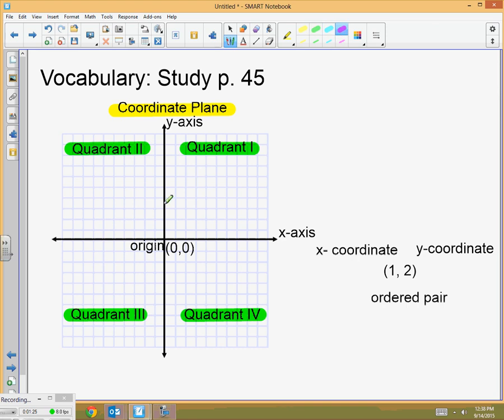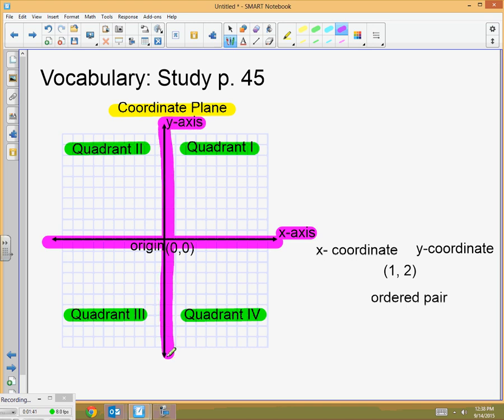You'll notice we also have these 2 lines. The horizontal line is called the x-axis. The vertical line you see is called the y-axis, and I'm highlighting this for you so you can help identify the important parts of the coordinate plane. Within the coordinate plane, you also have something called the origin, and the origin is in the very center. We call this point (0, 0), and I will highlight it in blue here. This is the origin.